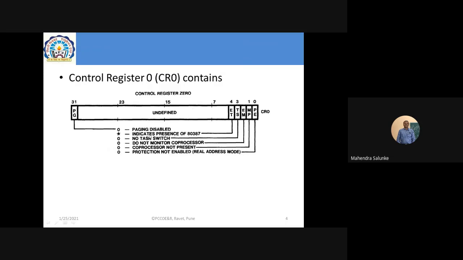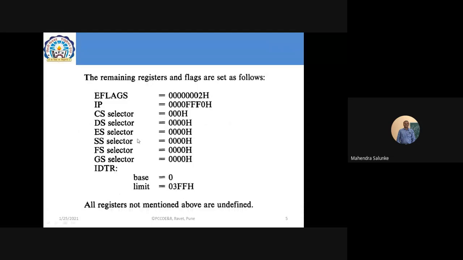Then these are the default registers. The EFLAGS register will hold the value 00000002. Then there is the instruction pointer, EIP, which is going to hold the pointer value. Ultimately, 0000FFF0 will indicate the starting instruction.